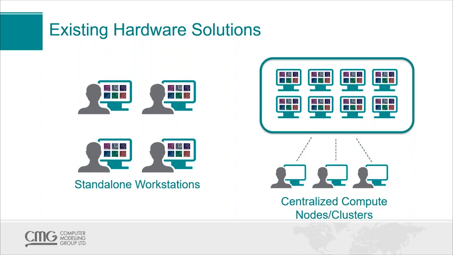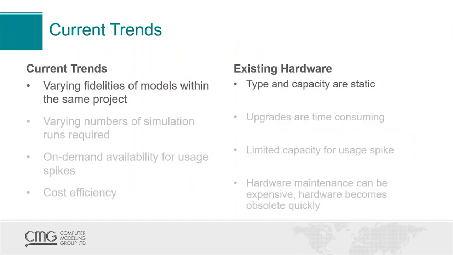So these are the tools that we have. How does that match up to what we see as our simulation trends currently? Okay, so we look at varying fidelities of models. We know that the existing hardware, whether it's the standalone nodes or the data center, the type and the capacity are static. So the type of computers you have and the numbers you have available are fixed. Now, if that ratio doesn't change, yet your requirement changes throughout the life of the project, you can see that would lead to some inefficient use of the hardware.